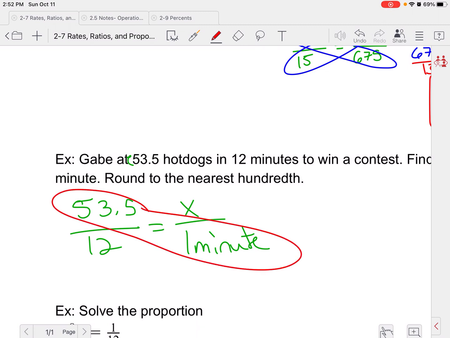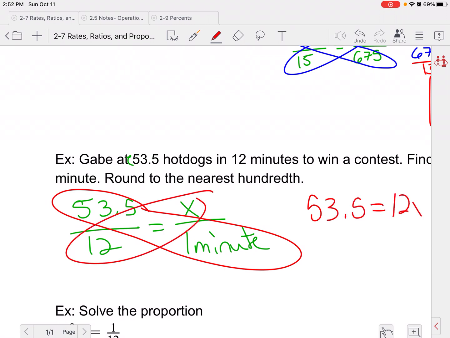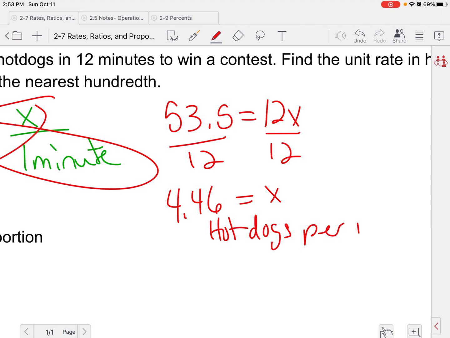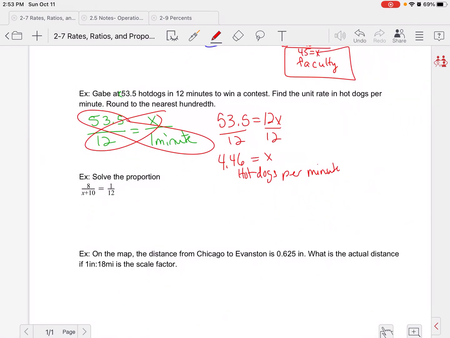So 53.5 times 1 is just 53.5, equal to x times 12, which is 12x. And now I know to divide. Again, if you knew right away to divide, that is absolutely fine. So this would be 53.5 divided by 12, which is going to give me 4.46 hot dogs per minute. So he's eating approximately 4.5 hot dogs every minute, okay? And it says round to the nearest hundredth for my answer there.